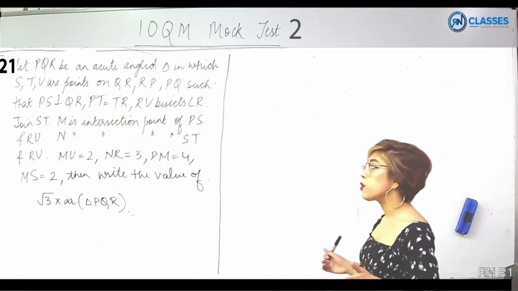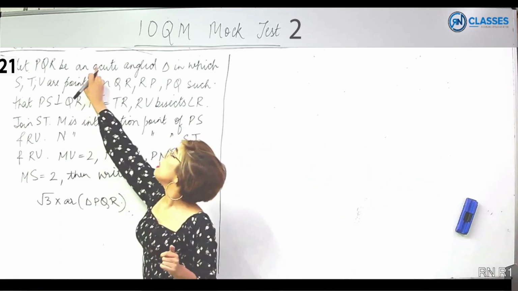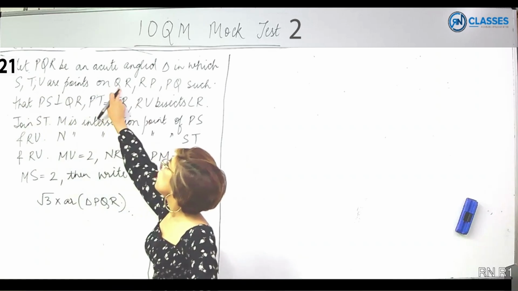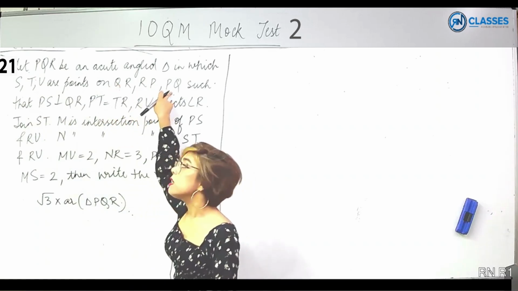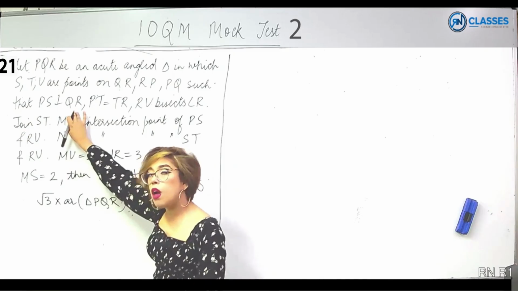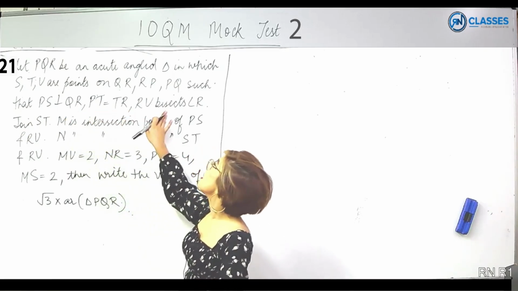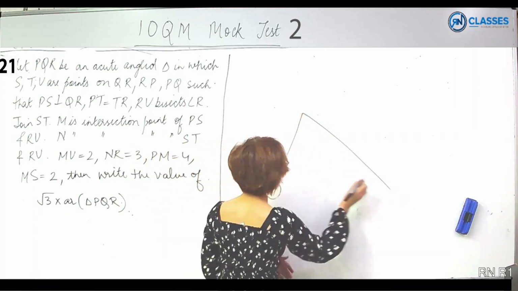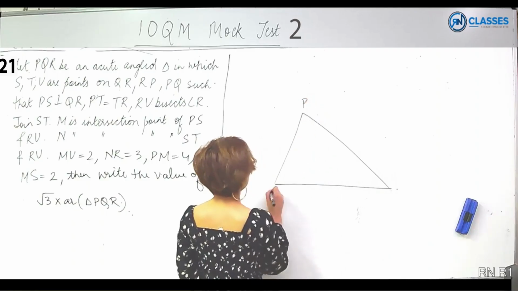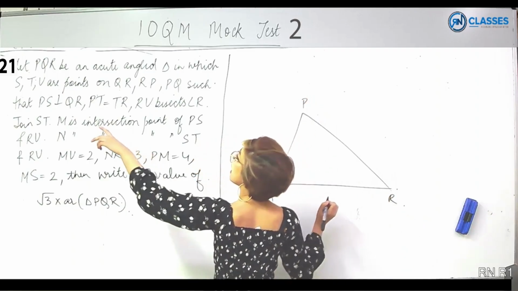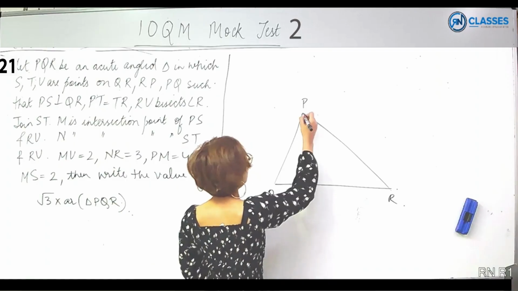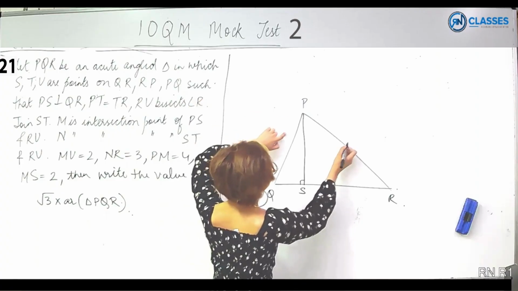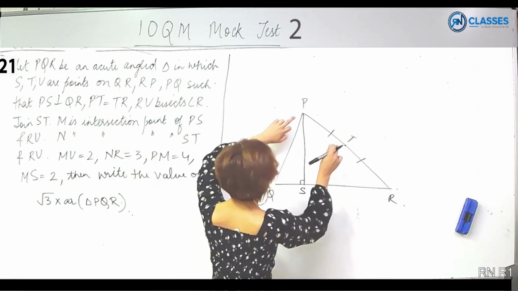Alright, now we are moving on to the next question. Now he says, let PQR be an acute angle triangle in which S, T, U are points on QR, PR, PQ respectively, such that PS is perpendicular to QR, PT is equal to TR, RU bisects angle R. Obviously, let's just try to make the figure first. So, my acute angle triangle, PQR. Now, he says that PS is perpendicular to QR. So, draw a perpendicular here. Now, PT is equal to TR, so T is here. This is equal to this.